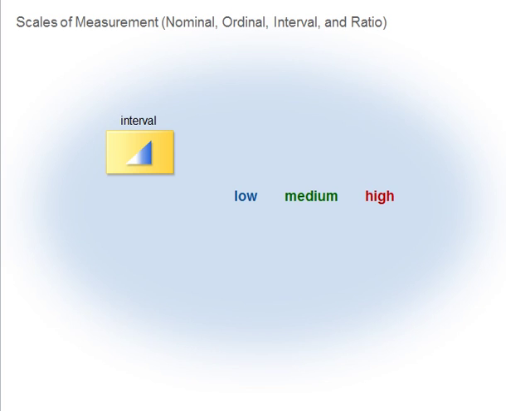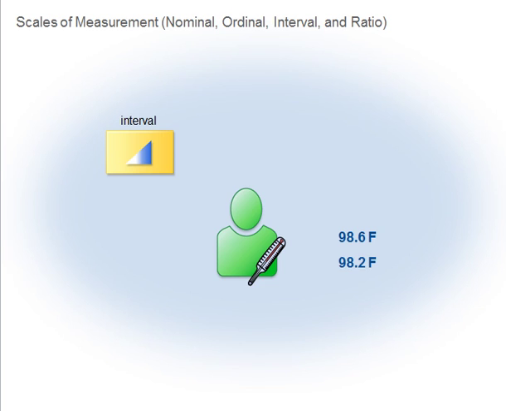Data from an interval scale can be rank-ordered like ordinal data, but also has a sensible spacing of observations such that differences between measurements are meaningful. For example, in measuring patient temperature, you can indicate specific differences in temperature between the standard measurement of normal body temperature, 98.6 degrees Fahrenheit, and an observed body temperature of 98.2.